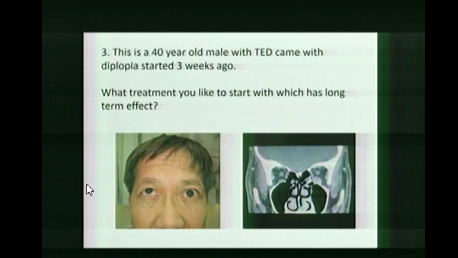Radiation therapy. Okay, I want you to mention radiation therapy because steroid doesn't give long term effect. So what's the treatment here? You give steroid with radiation therapy, and this is what's been proven a really good indication for radiation therapy. You have a recent onset of double vision. They found it most effective in this subset of patients.